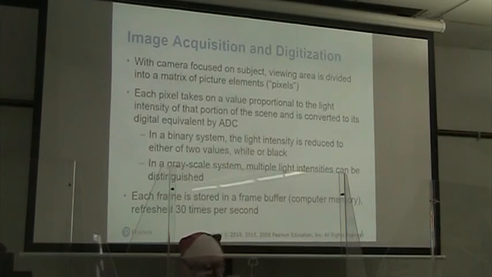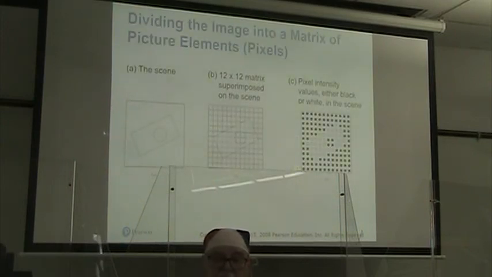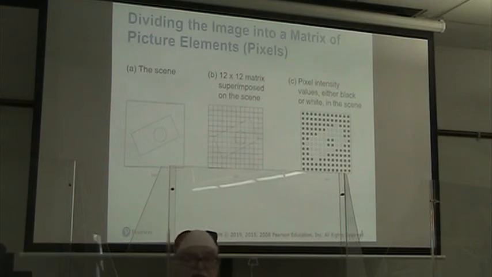Here we see dividing our image into a matrix of pixels. Here we have our part on a table. We have a matrix that is imposed on that scene, and then pixel intensity values are recorded in black and white for the scene. Right now, obviously, this is a very crude representation, and the actual values would be broken down further and further until we could distinguish features; the hole would not just show up as 4 black spots.